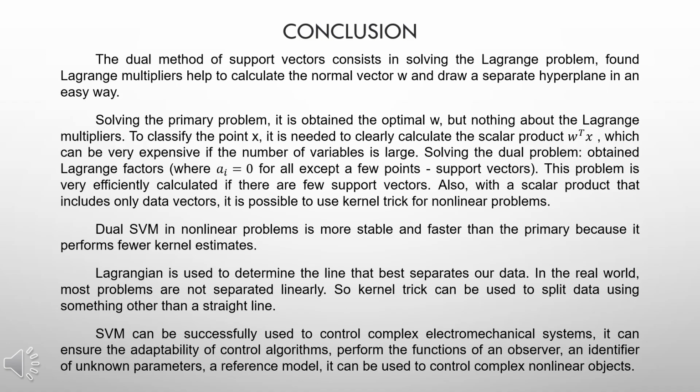Solving the dual problem yields Lagrange multipliers where alpha equals 0 for all except a few points, the support vectors. This problem is calculated very efficiently if there are few support vectors. Also, with a scalar product that includes only data vectors, it's possible to use the kernel trick for nonlinear problems. Dual SVM in nonlinear problems is more stable and faster than the primal because it performs fewer kernel evaluations. The Lagrangian is used to determine the line that best separates our data. In the real world, most problems are not linearly separable, so the kernel trick can be used to split data using something other than a straight line.